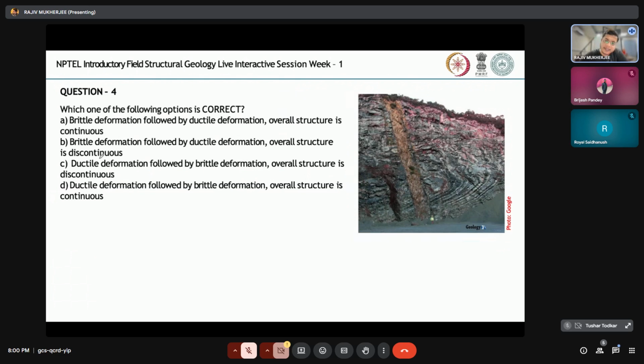And talking about continuity and discontinuity, it is simply this: if you mark one of the layers and try to figure out whether there is any break in the trail of the layer, then it is discontinuous. And if you find that, okay, I am getting all the layers one by one in sequence and there is no break within those layers, then eventually that is continuous. That is what continuity and discontinuity means in this question.